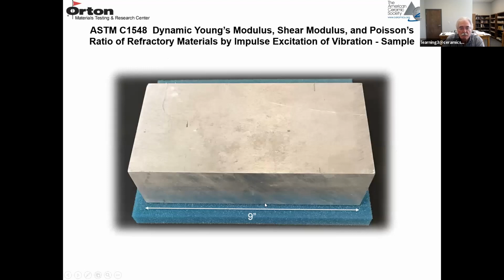This is a calibration standard. It's a piece of aluminum. It's the same size as a 9-inch straight, so it's 9 inches long, 4.5 inches wide, and about 2.5 inches thick. You can see it's sitting on a piece of foam, and that isolates the sample so that when you induce a vibration, it's not being damped out. So this is a calibration standard, and you can also put a refractory brick of this shape and do the same measurement.